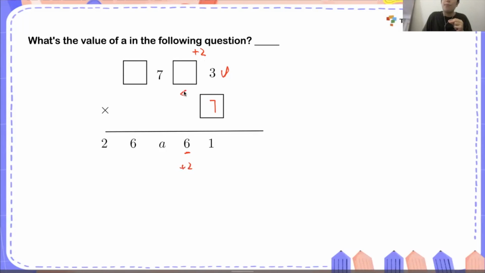So that means this number times 7 will have a result ending with 4, and we add 2 on this, we will have 6, right? So which number times 7 has a result ending with 4? 1 times 7, 2 times 7, right? 2 times 7, we have 14, add 2, that is 16, so we just carry 1 here. Okay, so 7 times 7, 49, we add this carry 1, we have 50, right?